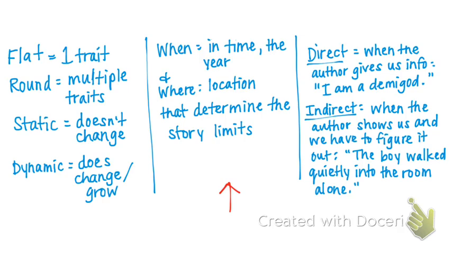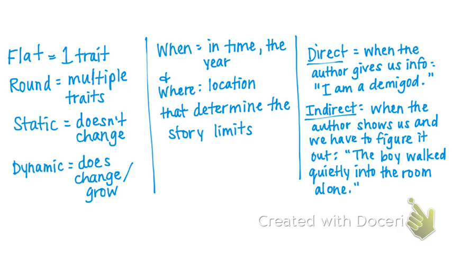Okay. In our notes underneath setting, setting is pretty straightforward. It's when in time and in the year and where in like location. This could be like our world, this could be a fantasy world. These things determine our story limits. So for example, if you have a story at Hogwarts but then you don't have any magic, that's not going to work because Hogwarts is a magical school.